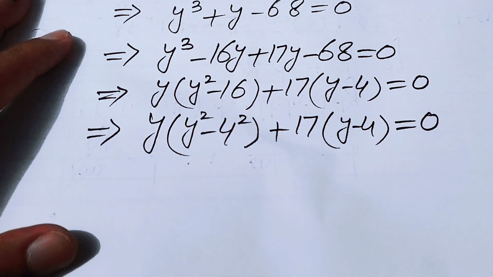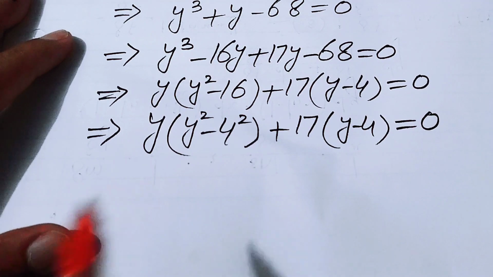So now here I can use another nice square identity, and you know about this identity.